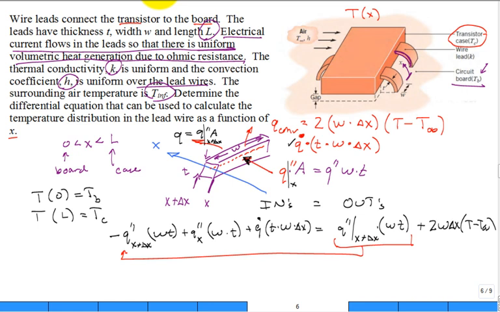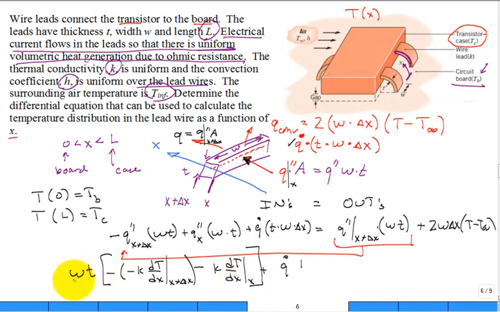And then what we do is we say, hey, I know how to compute the Q double prime. It's Fourier's law. So this is going to be the negative of the negative K times the derivative of temperature with respect to X at X plus delta X. And then you're going to have plus the same thing for Q double prime at X, which is minus K dT dX. Close that parenthesis at X plus Q dot. All of this is multiplied by that area WT. Let's just cancel some of these area terms. That'll clean it up a little bit.